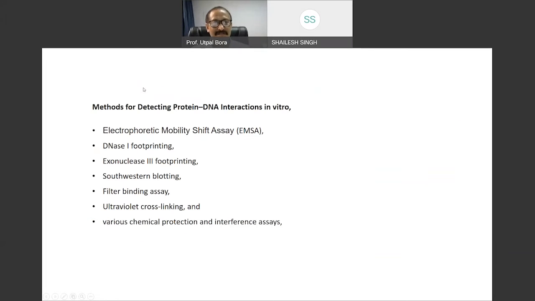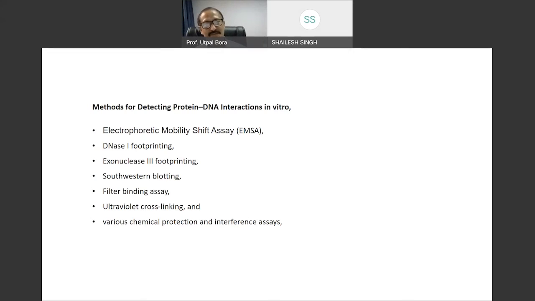Now, how do you know that a protein binds to DNA or DNA binds to a protein? There are various experimental methods to do that. We will not be able to discuss each and every one of these processes over here. But still, I would like to tell you the various processes which are available, if somebody wants to study protein DNA interactions. The first one is the electrophoretic mobility shift assay, or briefly known as EMSA. Another is DNase I footprinting.